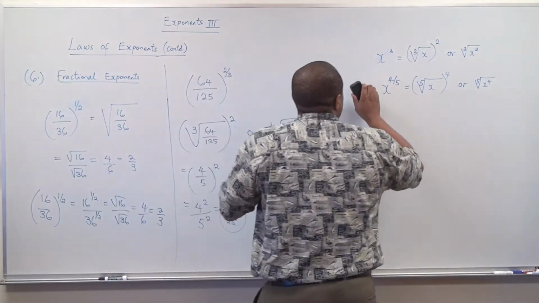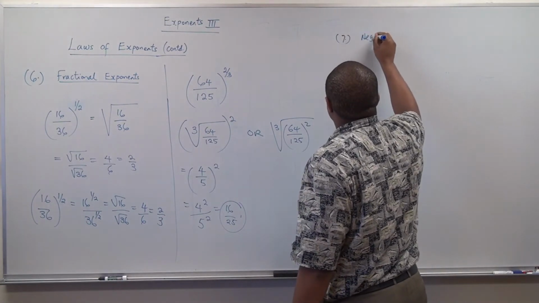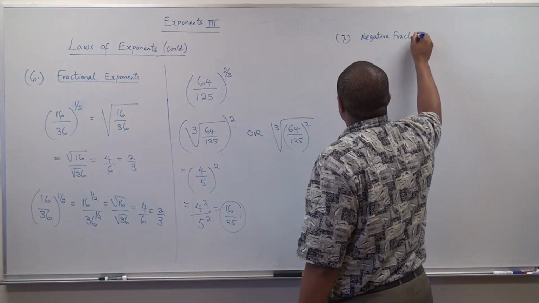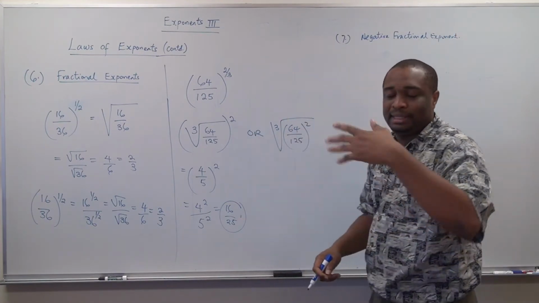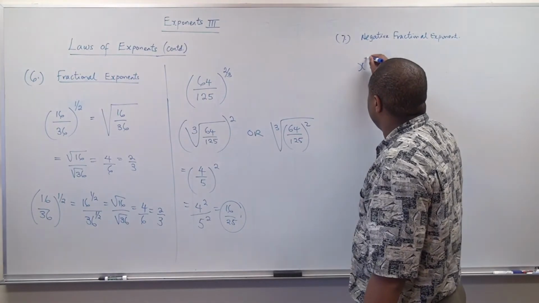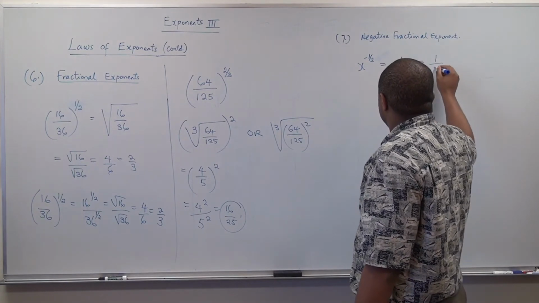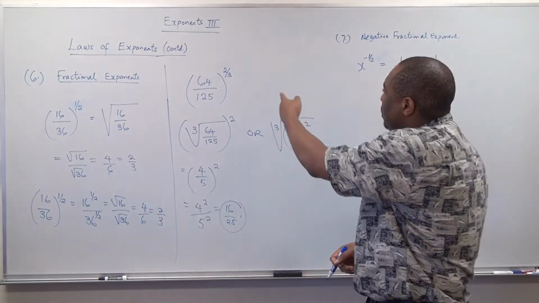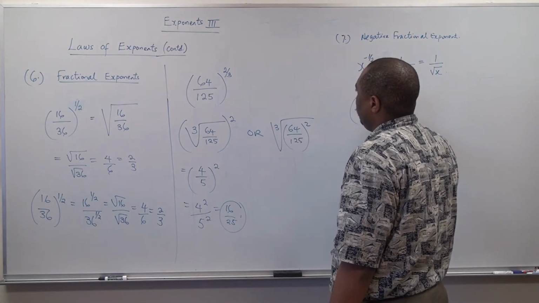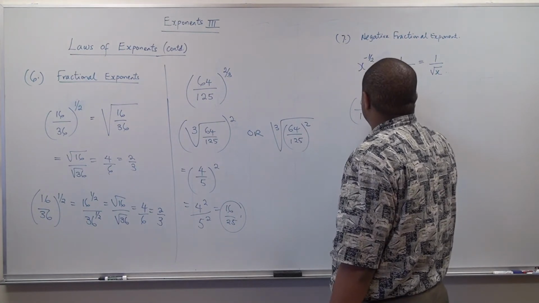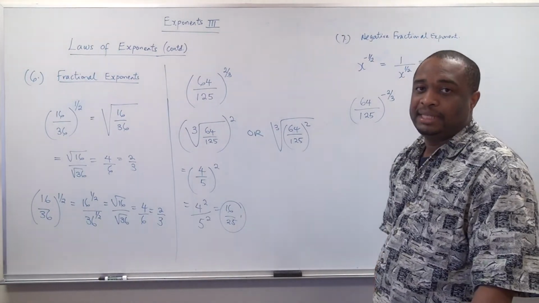All right, now let's do a negative fractional exponent, and I think that should be the last one. Negative fractional exponent. It still works the same way as the negative exponent. That's the same thing. If we have x raised to power negative 1 over 2, this means 1 over x raised to power 1 over 2, which is 1 over the square root of x. It is still the same thing. So let's say we have 64 over 125 raised to power negative 2 over 3. Of course, if you look at this, the answer will be 25 over 16.